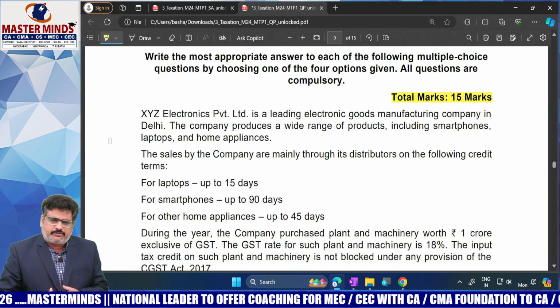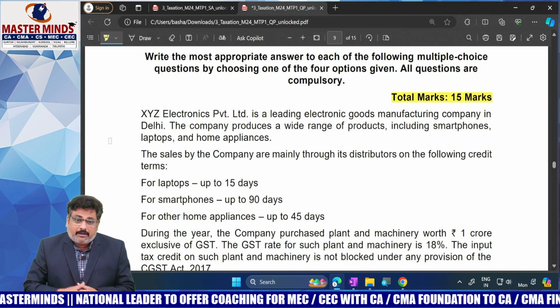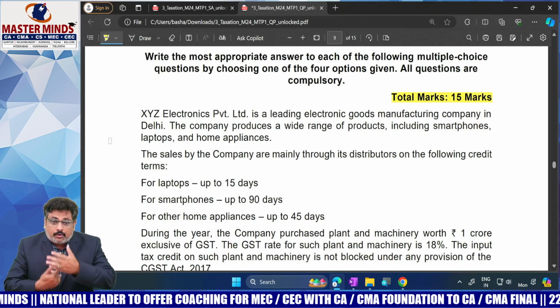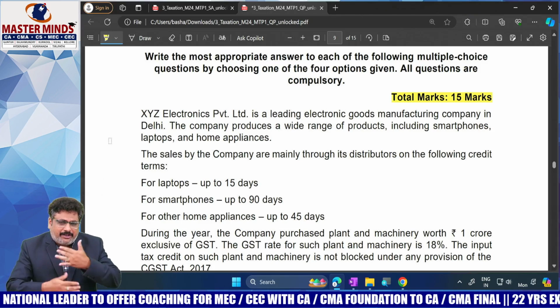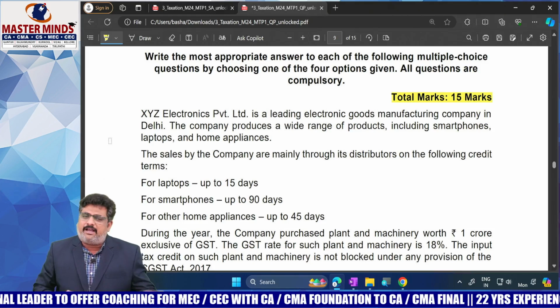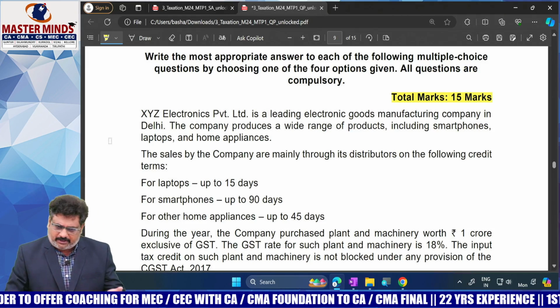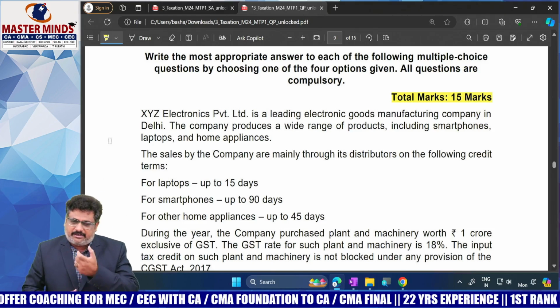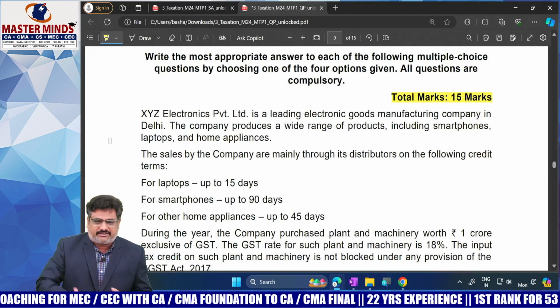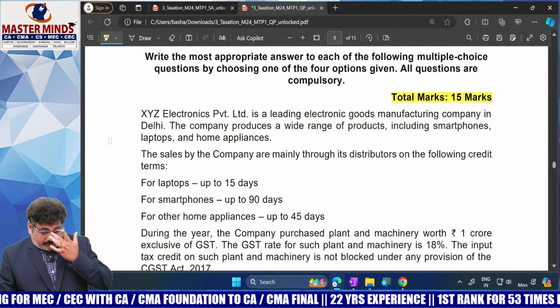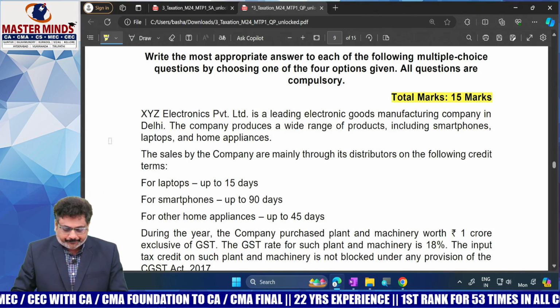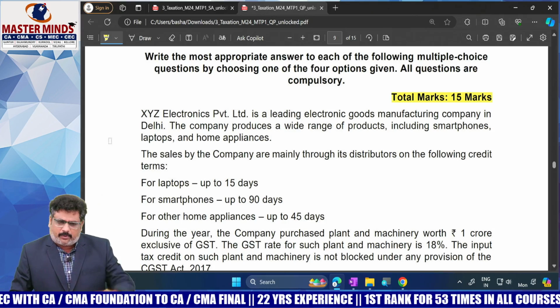If at all such lengthy case studies are given, while reading the case study itself, you need to analyze which chapter this particular topic relates to, which point is actually being focused on. Okay, like this. So let's say, for example, the remaining things you can ignore while reading itself.